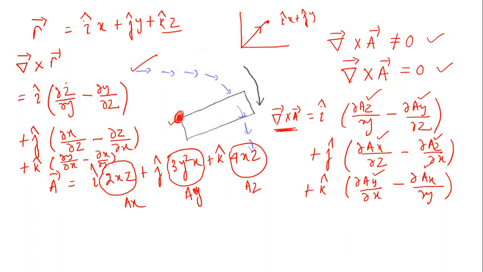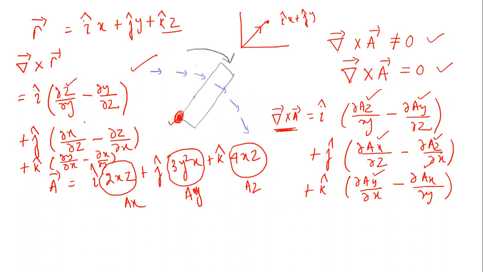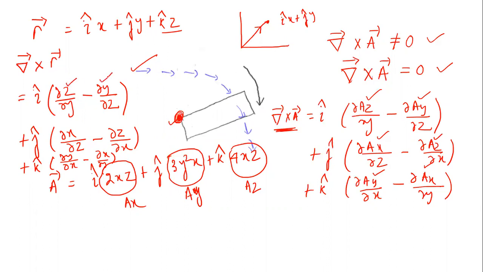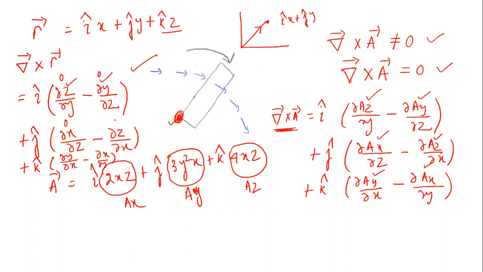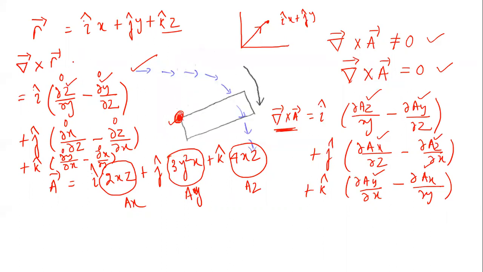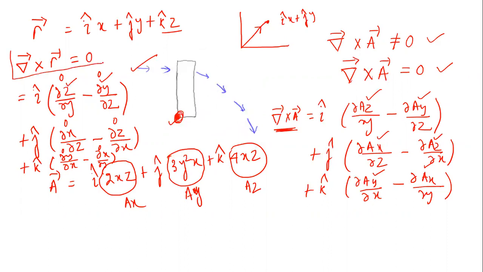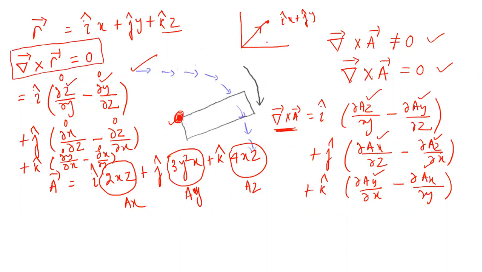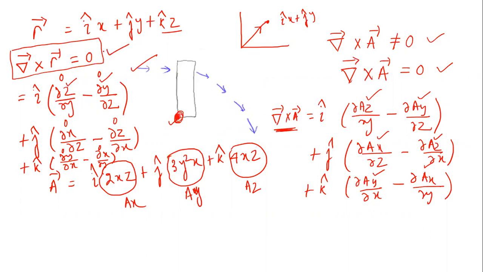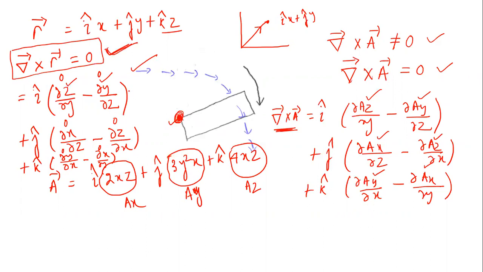Now these x, y and z are all independent of each other, so each term actually vanishes here. So you got 0, 0, this is also 0, this is also 0. So what we finally got is del cross r is 0. Del cross r is 0 means what? The position vector is always directed straight. It doesn't have any rotational effect.